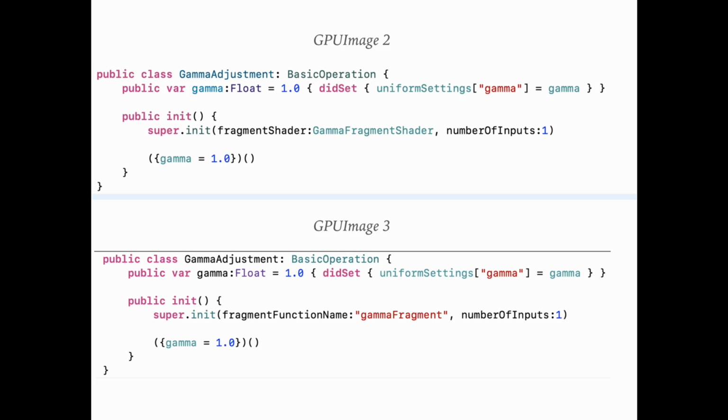Here's an example of the difference between the gamma adjustment operation in GPUImage 2 and GPUImage 3. All of the code's almost exactly the same. The initialization is just a little bit different, but this is abstracted away from the user, and the user isn't going to need to understand that any of this is different.